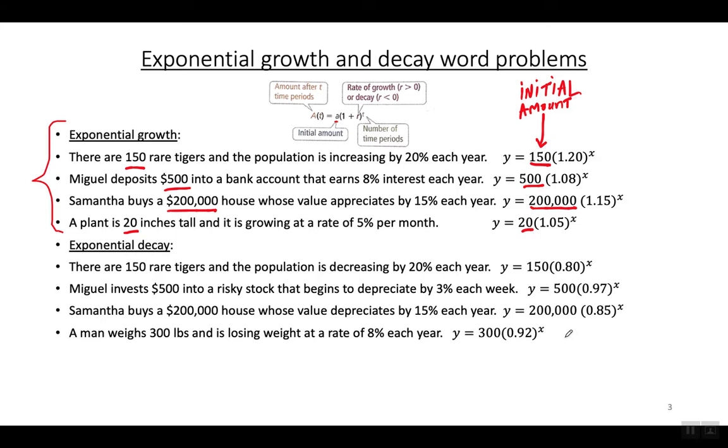Okay, now let's look at the second part. The part that's inside the parentheses. All right, so let me erase all this. Okay, notice that inside the parentheses, it says 1 plus the rate of growth or decay.